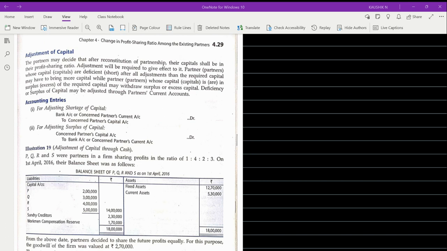So here we will come across two different types of questions. One, the adjustments to be done through cash or bank account, and the second one is the adjustment to be carried over through partner's current account.